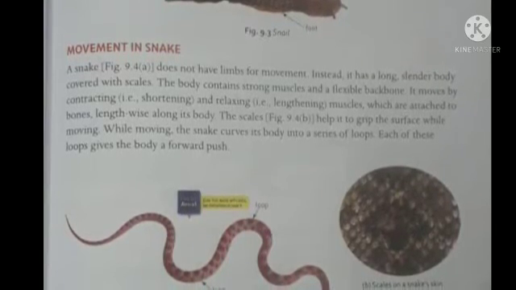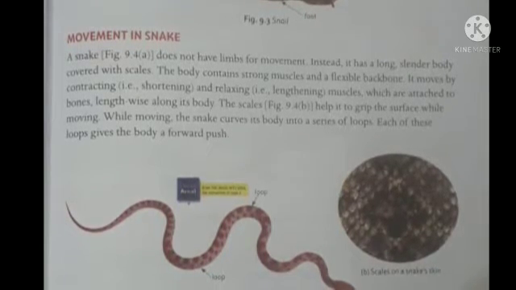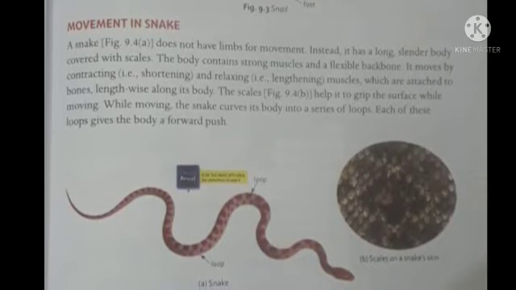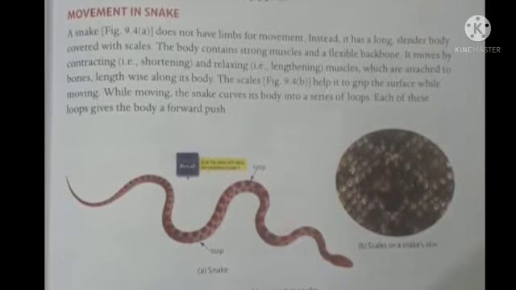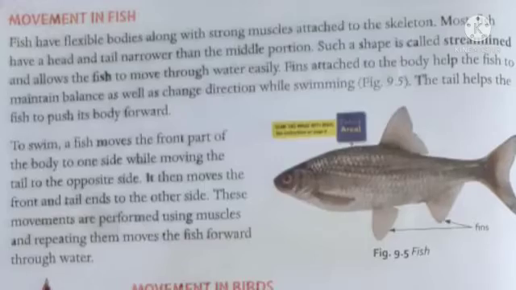Now students, while moving, the snake curves its body into a series of loops, which means it moves in a zigzag manner. Each of these loops gives the body a forward push, and this is how the snake moves on the floor. Now students, the next is fish.